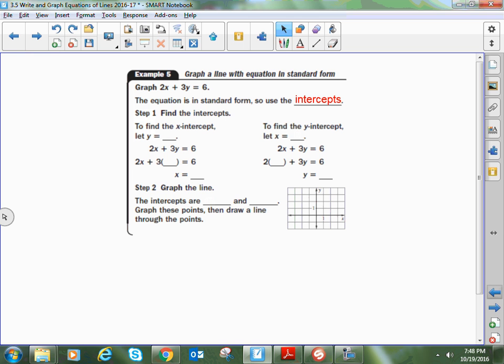So that's exactly what we want to do. Substitute 0 for x and 0 for y and figure out what the intercepts are. So the x-intercept is at positive 3, the y-intercept is at positive 2. So if we were to graph it, we would just put points at those two places and with our straight edge draw a line through them, and hey, we're done.